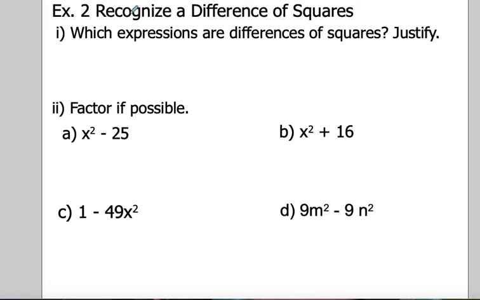So this is not a difference of squares. And part D is a difference of squares. So which expressions are differences of squares? A, C, and D. Not B, it is an addition. So it is not a difference of squares.